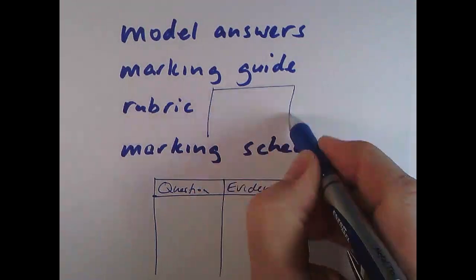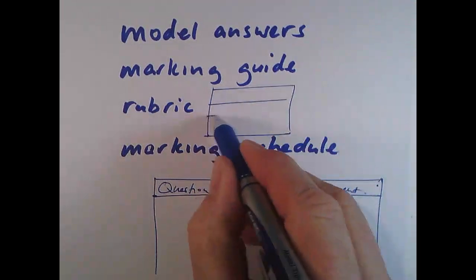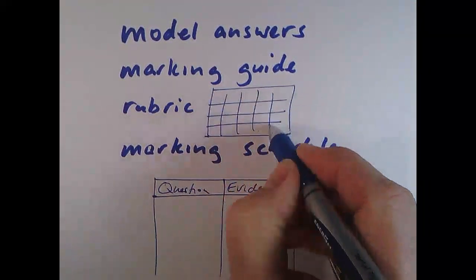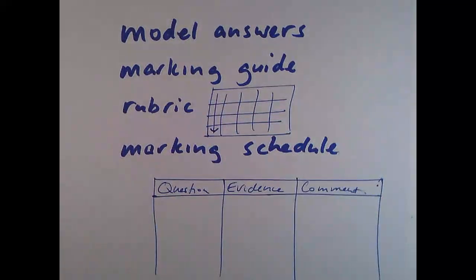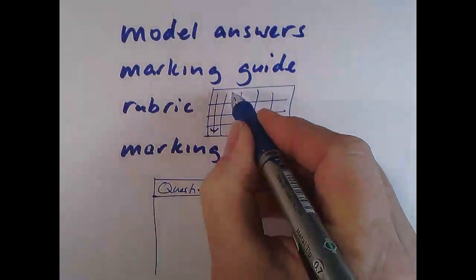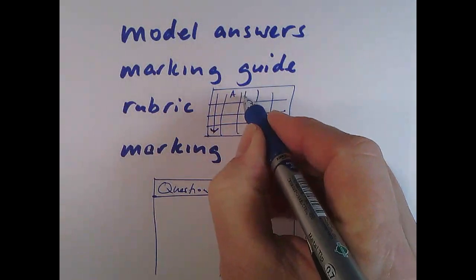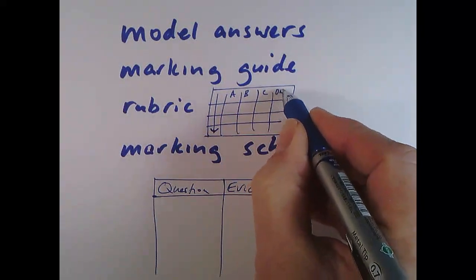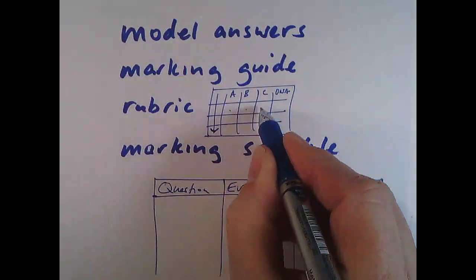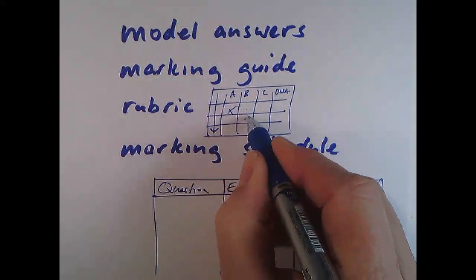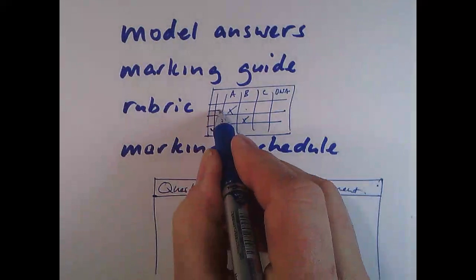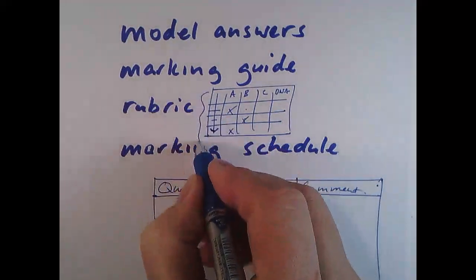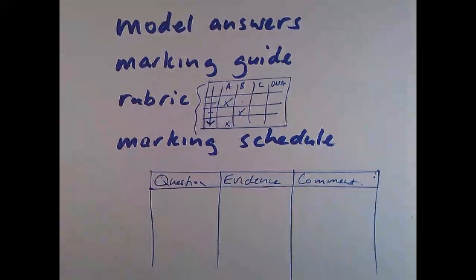So remember, a rubric has topics or concepts down the page and levels of achievement across the page. Did not achieve. So you score your student as to where they have made it on each of these different criteria. That's just a quick comment about that. And a marking schedule.